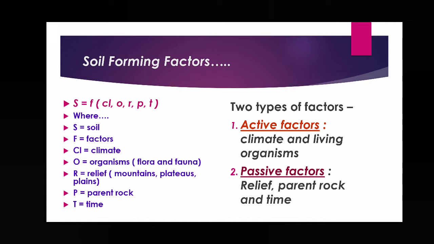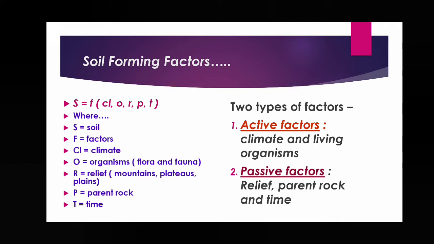And T is equal to time. Can you count how many factors are there? 1, 2, 3, 4, 5. Cl climate, O organisms, R relief, P parent rock, T time. Five factors are there which affect the formation of soil. These five factors are divided into two groups. One is active factor, which I have written on the right hand side, and another is passive factor. Active factor means their activity and importance is more than the other one. That's why they are called active factors.